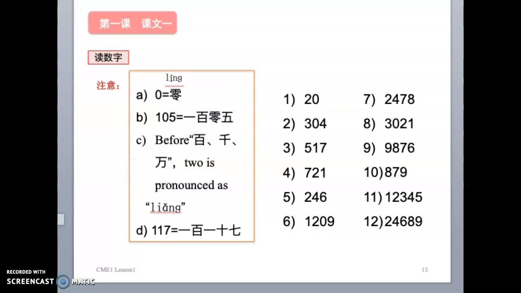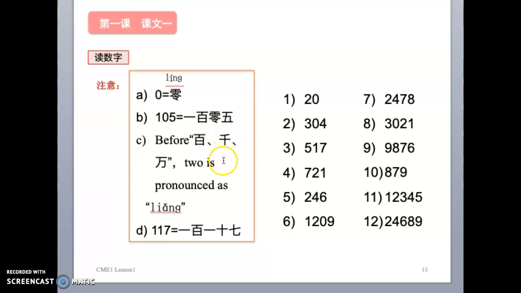Here are some nuances with numbers. Now, ling is 0. It's kind of a complicated character. The Chinese today, even with the Hanzi, will just use a 0 and maybe put a diagonal slash through it to show it's not the letter O. For 105, they say the 0. So Yi Bai Ling Wu is how you would say that.